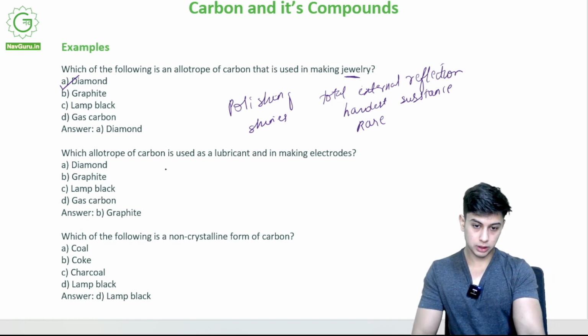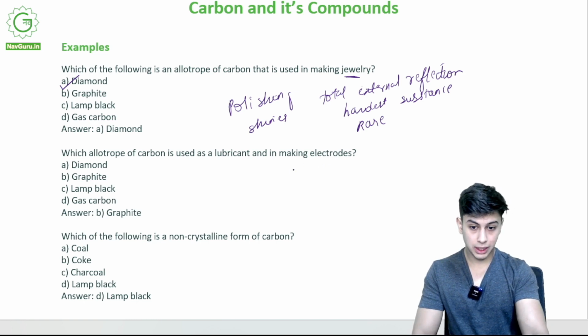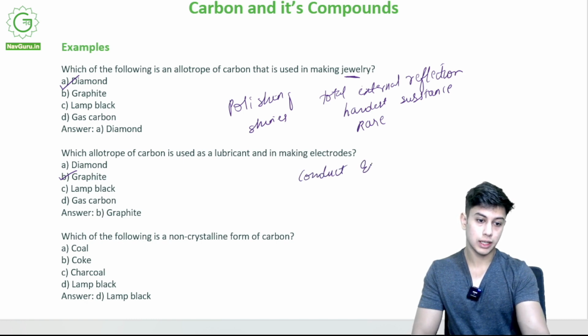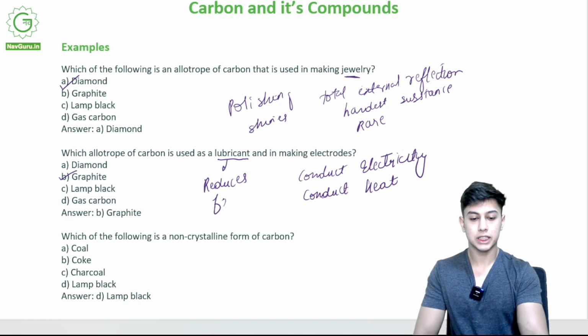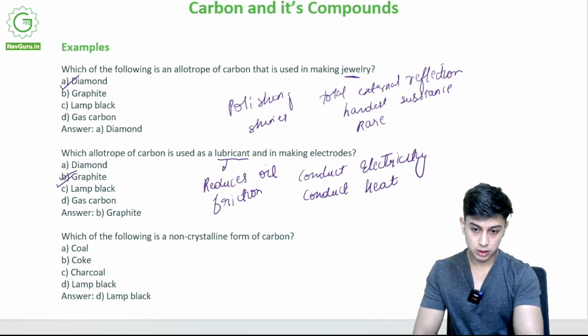Which allotrope of carbon is used as a lubricant and in making electrodes? How many allotropes of carbon did we study? We studied diamond, graphite, lamp black, a lot of them. Which one was used in making electrodes? The answer is graphite. Why graphite? It can conduct electricity. It can also conduct heat. And why a lubricant? It reduces friction. So it can be used as an oil in machinery and moving parts. So the answer is graphite.